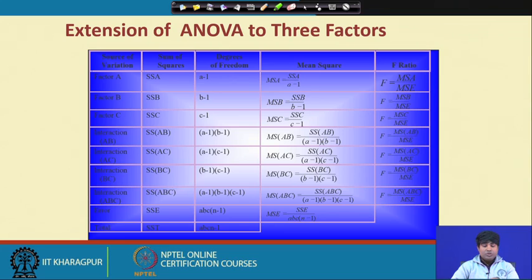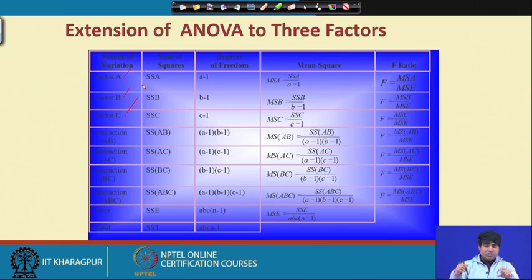In this case we have 3 factors, A, B and C. In the case of 2 factors we have main effects A and B, and the interactive effect will be AB. But when there are 3 factors, or 4 factors and 5 factors like this, the interactive effects continue in a kind of complex process.